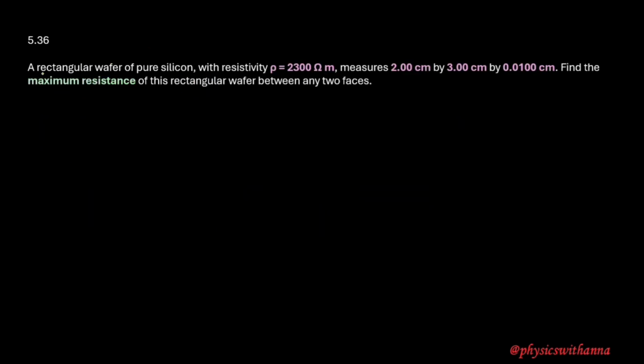Question 5.36. A rectangular wafer of pure silicon with resistivity rho equals 2300 ohm meter measures 2 centimeter by 3 centimeter by 0.01 centimeter. Find the maximum resistance of this rectangular wafer between any two faces. So here in this question, I have the resistivity of the rectangular wafer, which is made up of pure silicon. So this is resistivity of silicon, which is 2300 ohm meter. And I need to find the maximum resistance between any two faces of this wafer.